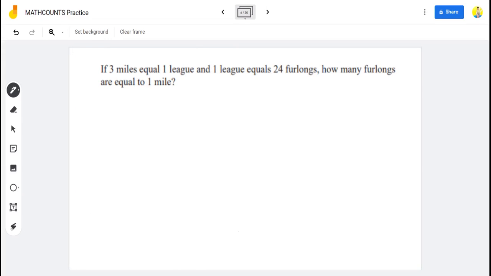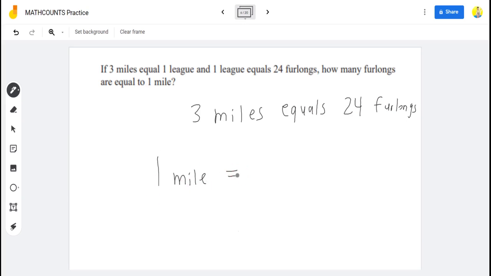If 3 miles equal 1 league and 1 league equals 24 furlongs, how many furlongs are equal to 1 mile? Just plug in 1 league equals 24 furlongs equals 3 miles. So 3 miles equals 24 furlongs, meaning that 1 mile is equal to 8 furlongs. So the answer is 8.